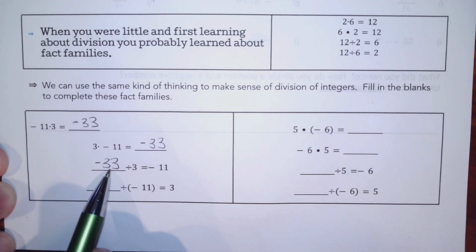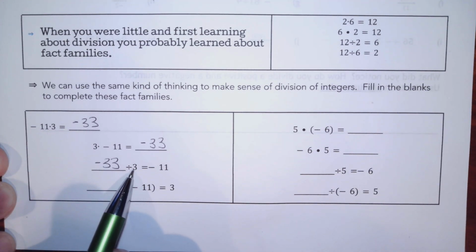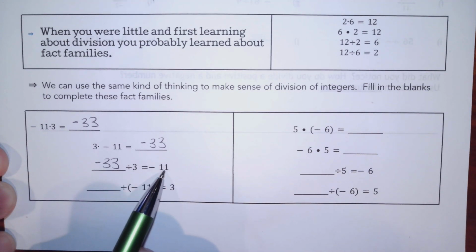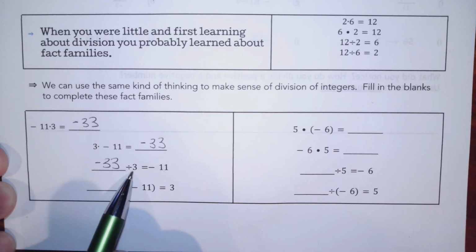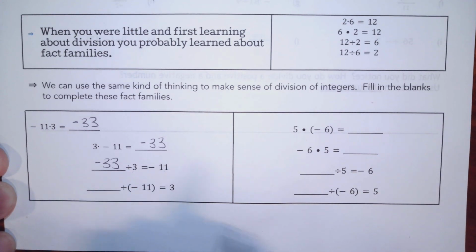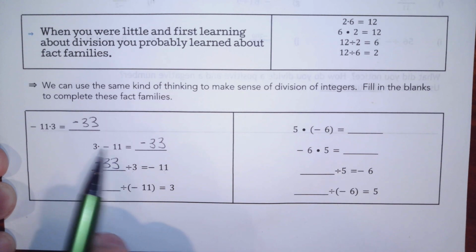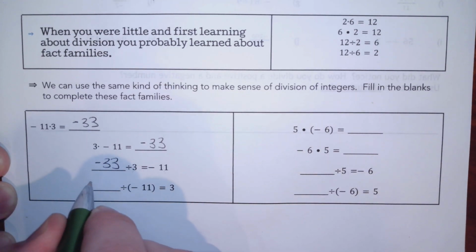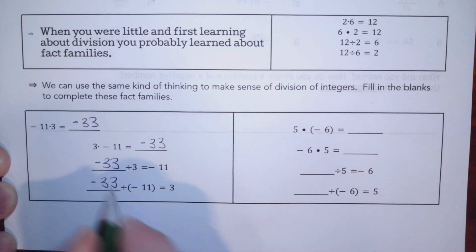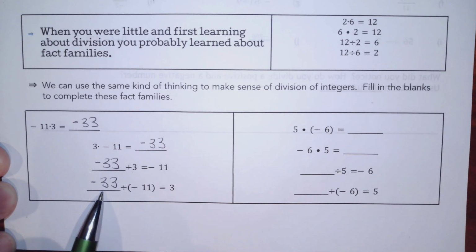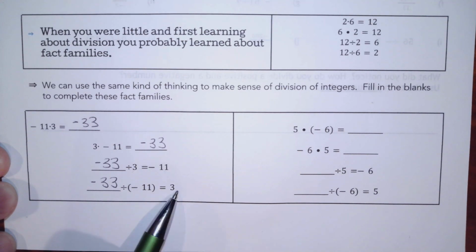So here we have negative 33 divided by positive 3 is negative 11. So we have a negative divided by a positive is a negative. Again, here we used the negative 11, we used the positive 3, but we didn't use the negative 33 yet. So we have negative 33 divided by negative 11 is positive 3. So the negative divided by the negative made a positive 3.